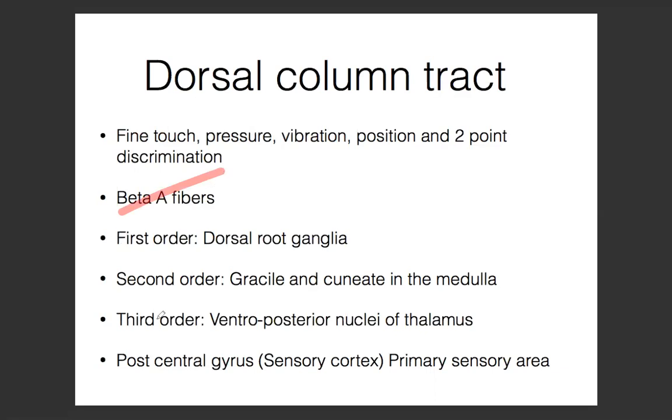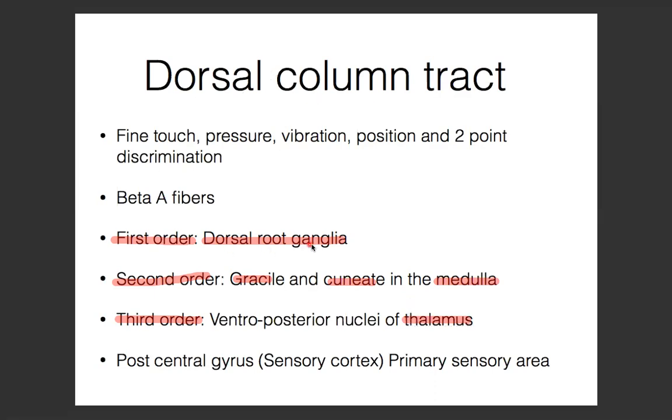نيجي للorder of neurons. تمام؟ يلا order of neurons عندنا 3. عندنا first order which happens في حتة بنسميها dorsal root ganglia. تمام؟ I'm going to be showing you in a picture in a bit. لكن first order of the dorsal column tract is in the dorsal root ganglia. A second order is in the gracile and cuneate nuclei in the medulla. تمام؟ So it's in the brainstem, in the medulla. And the third order is the ventroposterior nucleus of the thalamus. So there are 3 order neurons in there.